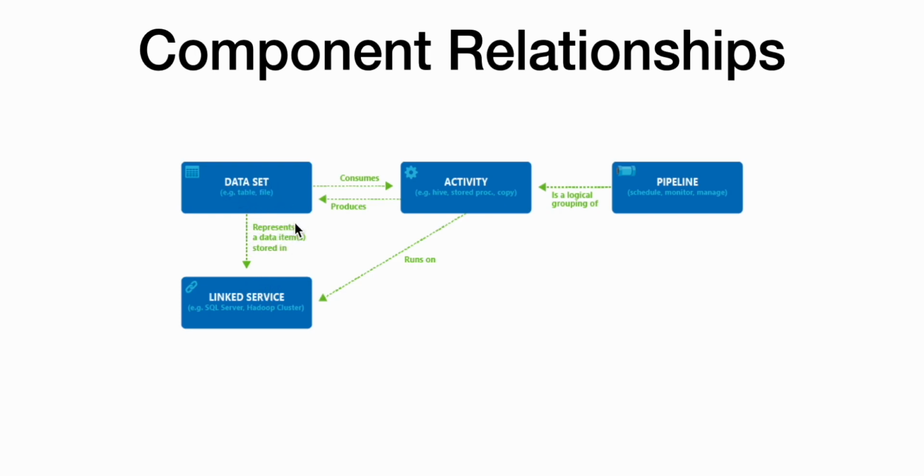And over here, as you can see, this dataset is used just for representing a data item. It describes the structure and acts as a reference point to the data source. At the same time, a linked service is what is used to establish the connection between the data factory and the external source. With this, we understand the relationship between the components of data factory. Now let's move on to the next topic in this video, which is to create a data factory pipeline.